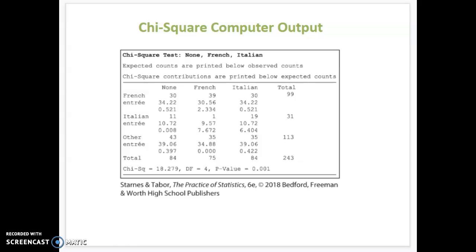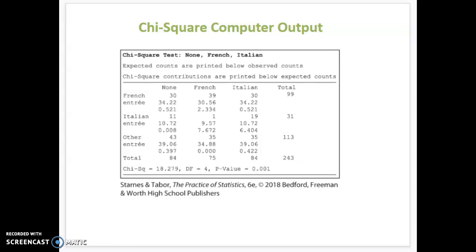And then under Italian, it's the 11, 1, 19. And then under other, the next number, the 34.22, so sort of that second row with each one, those are my expected counts. And then the chi-squared contribution, the part of the test statistic, is the third one.